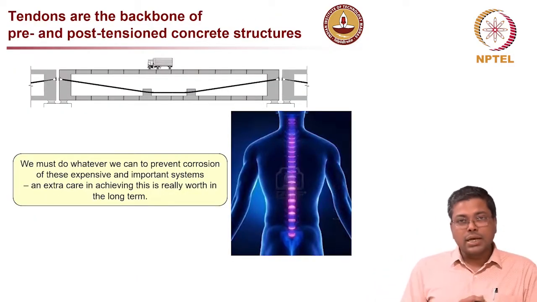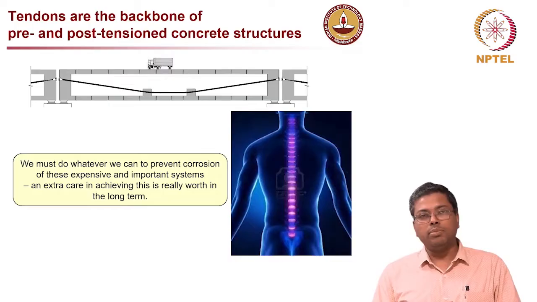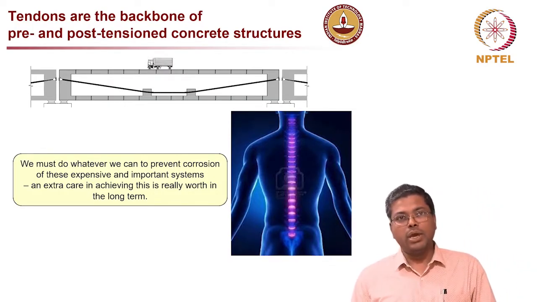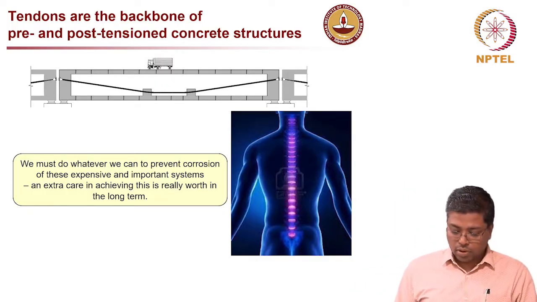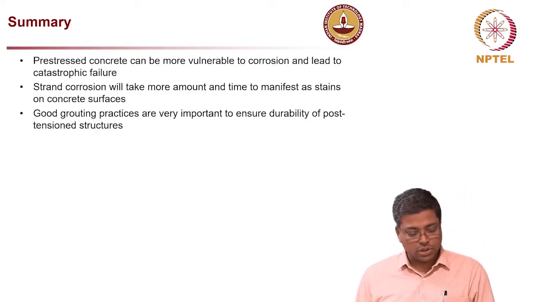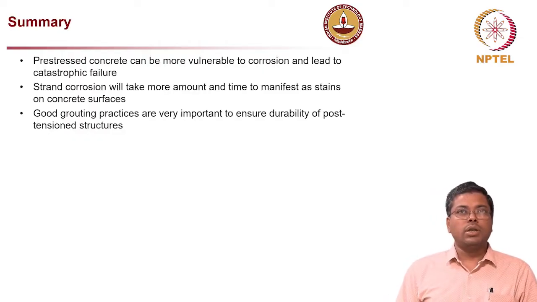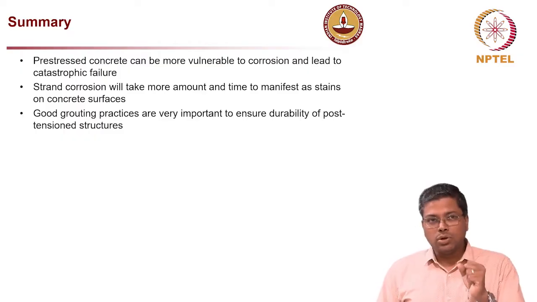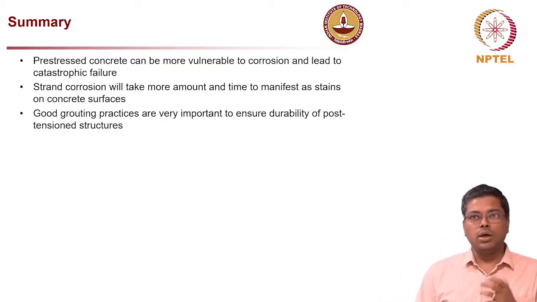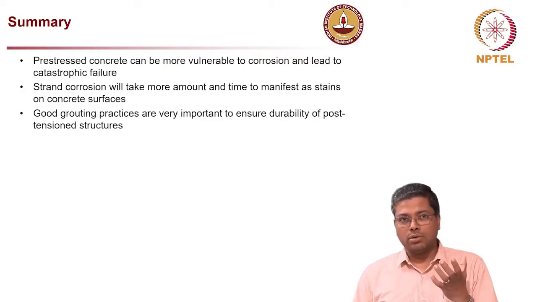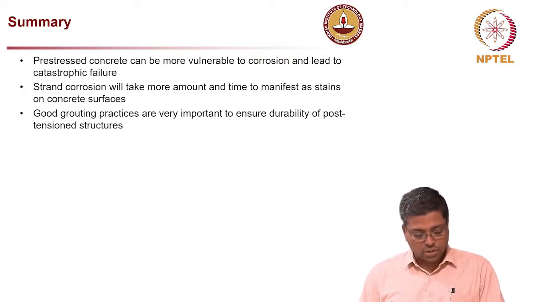Now the tendons are really the backbone of post-tension systems, and it's very, very essential to make sure that they are protected well from corrosion. Otherwise we will have severe corrosion related issues. So we looked at pre-stressed concrete systems, and they can be vulnerable. How they corrode, we should not rely on the visual inspection or visual manifestation of the rust on the concrete surface. That is not a good idea.